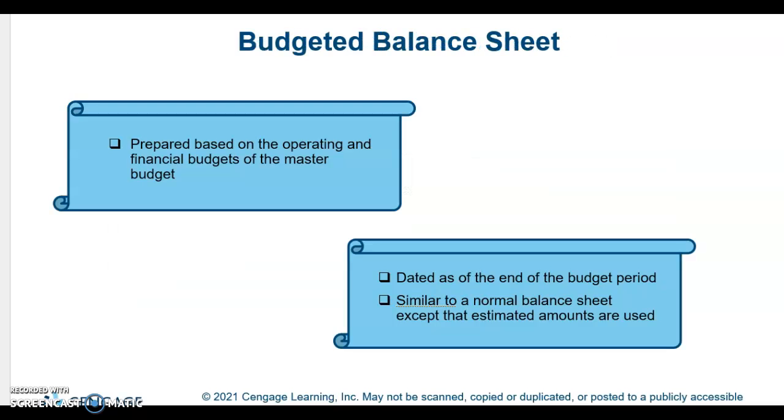So for all that information, we're going to drop it into a budgeted balance sheet. So on our budgeted balance sheet, we will have total assets equal liabilities plus owner's equity. It will look like a regular balance sheet, but it will be budgeted numbers. And we'll compare these budgeted amounts to actual once the actual occurs.